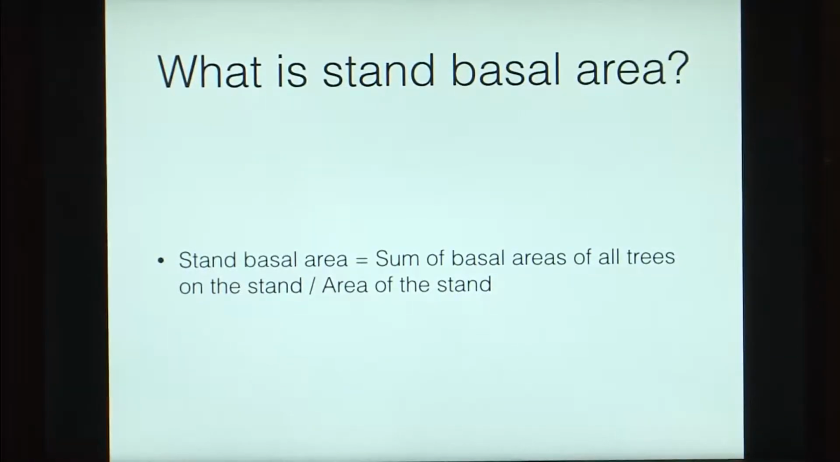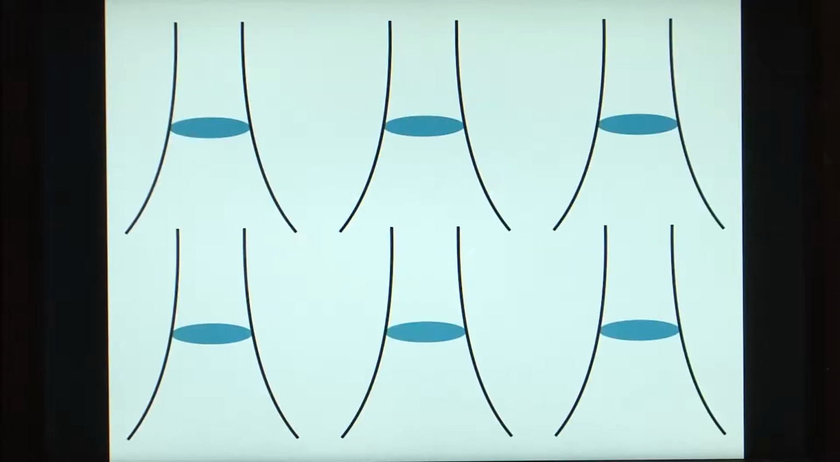What is the stand basal area? Remember that in the case of a stand, we have a number of trees. So the stand basal area is given by the sum of the basal areas of all the trees on the stand divided by the area of the stand. To put it in other words, suppose we have a stand that has 6 trees, and its area is capital A. So the stand basal area will be given by the sum of the basal areas of all these 6 trees divided by A, which is the area of the stand.